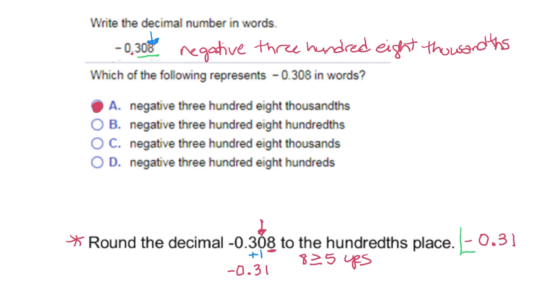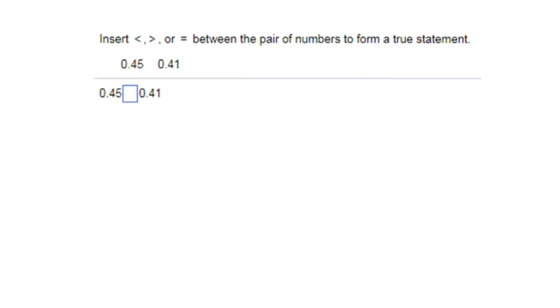So here's what you need to remember about rounding decimals. If it tells you to round to the hundredths position, there should not be anything after the hundredths position when you are done. So there should be no values after the rounded place value. All right, so negative 31 hundredths would be the correct rounded number.